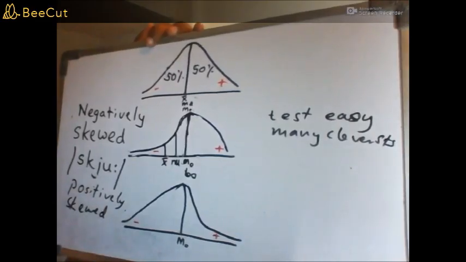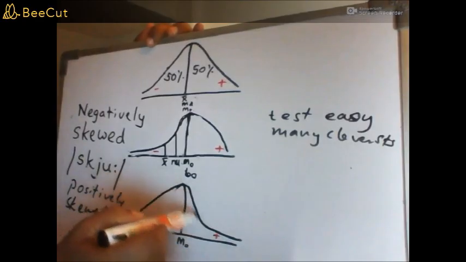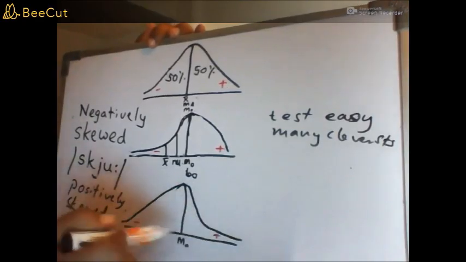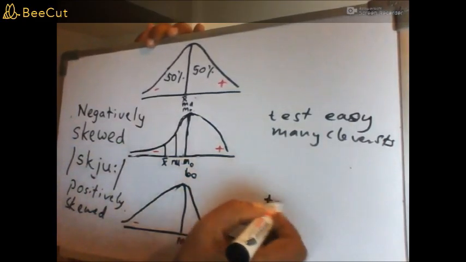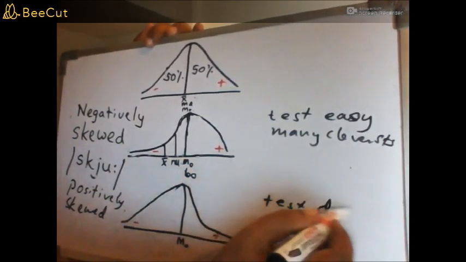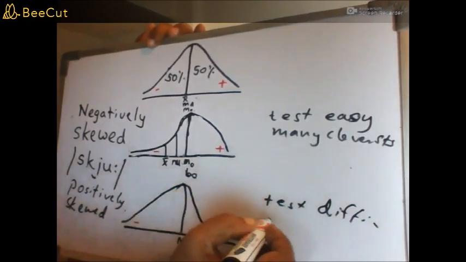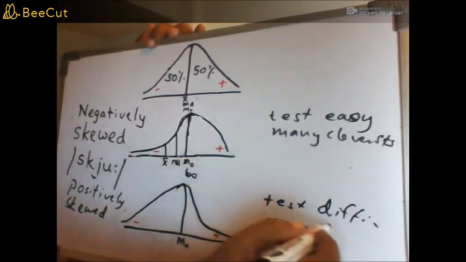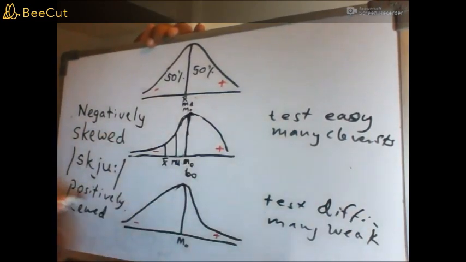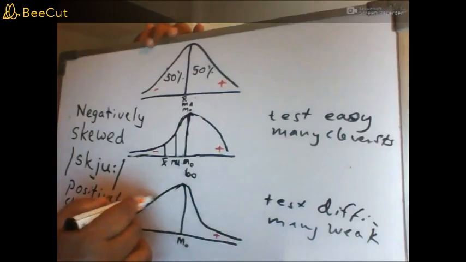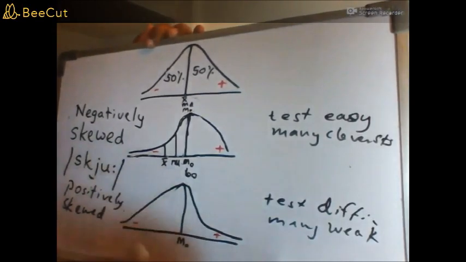Positively skewed. Why positively skewed? Skewed, slanted towards the positive side. So positively skewed, but here the test is difficult and there are many weak students. Though the word is positive here, many weak students are there. This one is the slant.